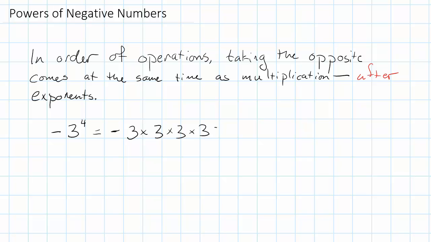Right? Now the 4 copies of the number 3 multiplied together give us 81. We'll get negative 81.